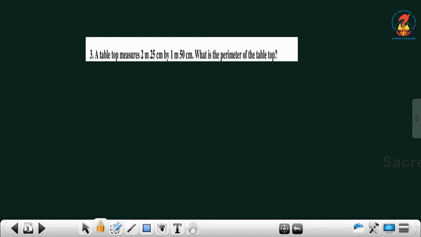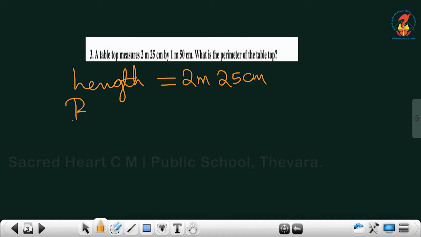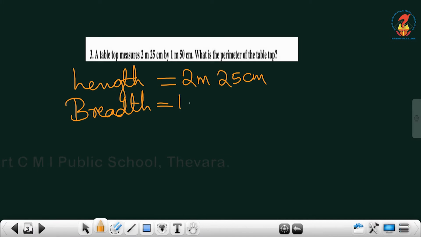Now, move to the next question. A tabletop measures 2 meter 25 centimeter by 1 meter 50 centimeter. So, you do one thing. First one, you take it as length. Length of the tabletop is equal to 2 meter 25 centimeter. Breadth of the tabletop is equal to 1 meter 50 centimeter.